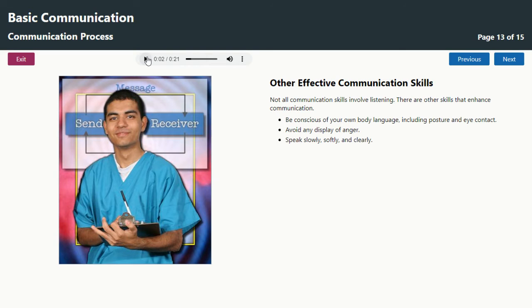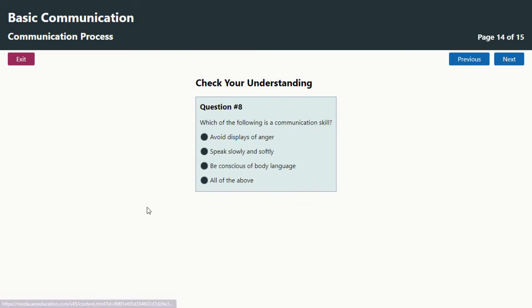Other effective communication skills. Not all communication skills involve listening. There are other skills that enhance communication. Be conscious of your own body language, including posture and eye contact. Avoid any display of anger. Speak slowly, softly, and clearly. Which of the following is a communication skill? It will be all of the above.